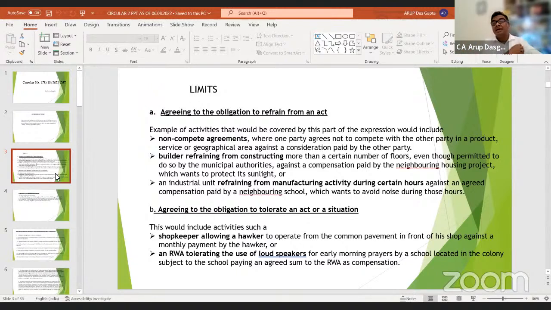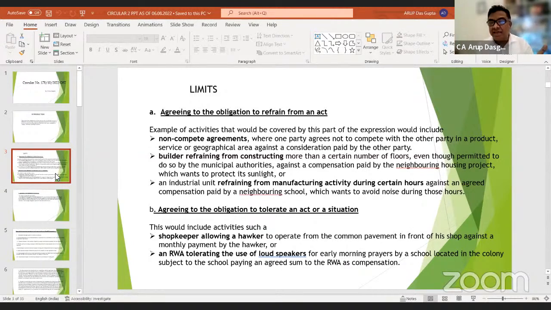Second is a builder refraining from construction. Say there is a huge ground and the builder says, okay, I'll not construct more than 4 floors here. Why am I not going to construct more than 4 floors? The reason being that the air and the light should go to the buildings next to the building which is being constructed. The third could be an industrial unit refraining from manufacturing activity during certain hours.